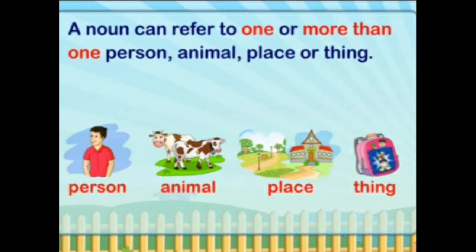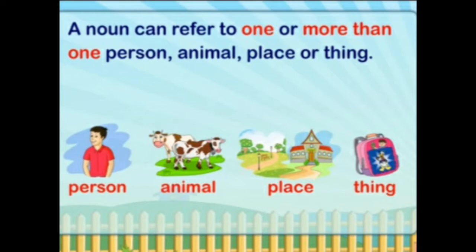In second and third week's video, we have learnt about noun and its type. Today in this class, we are going to learn about numbers. This topic is related to noun. As you know that noun is a naming word. A noun can refer to one or more than one person, animal, place or thing. Nouns can be singular means one and plural more than one.